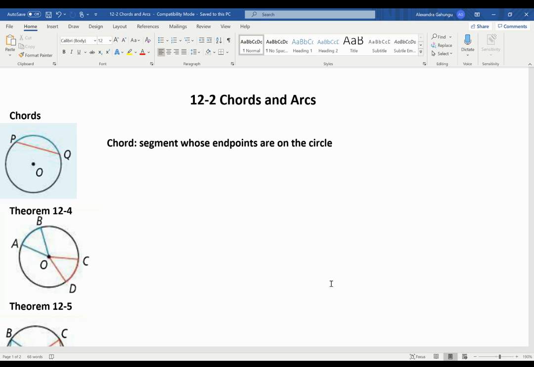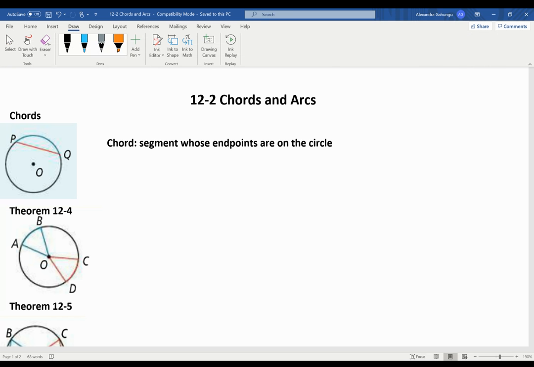Okay, so we're going to talk about chords today. A chord is a segment whose endpoints are on the circle. So we've got chord PQ, whose endpoints P and Q are on our circle. And we're also going to be naming our circle based on that center. So it's circle O for our first example.